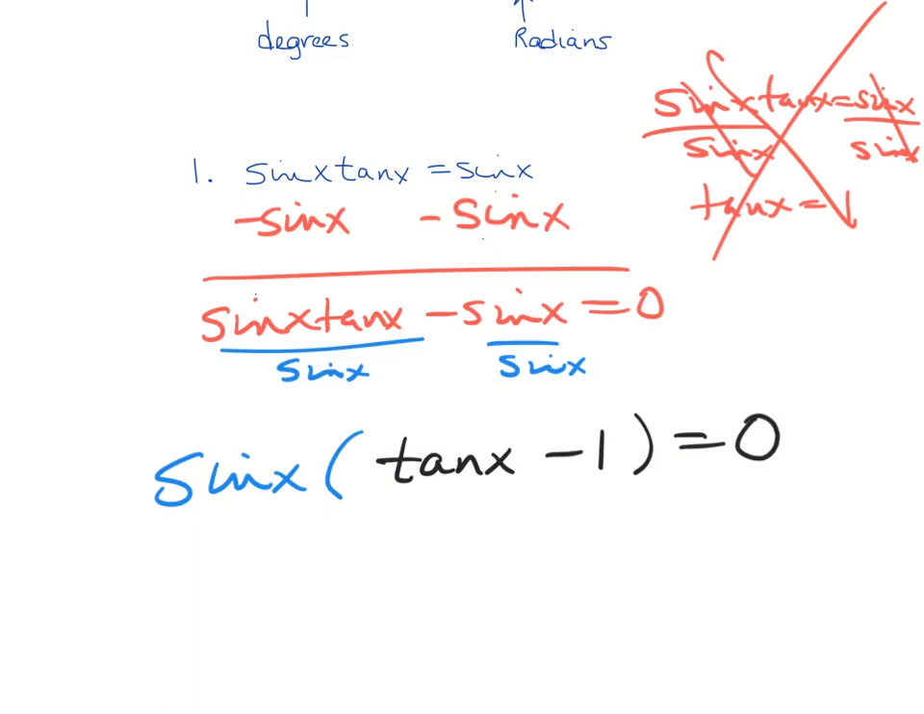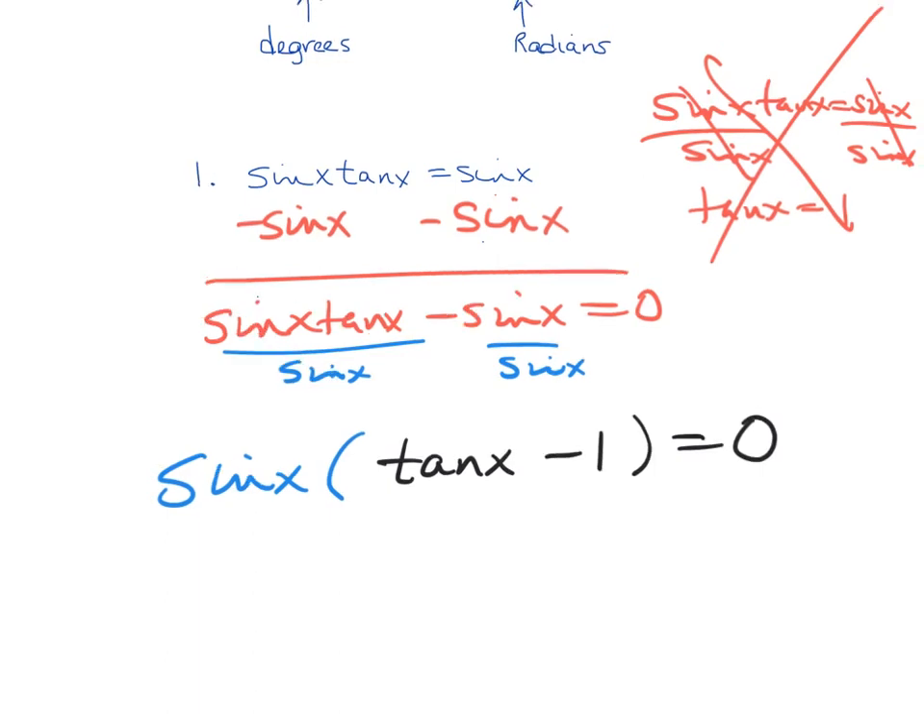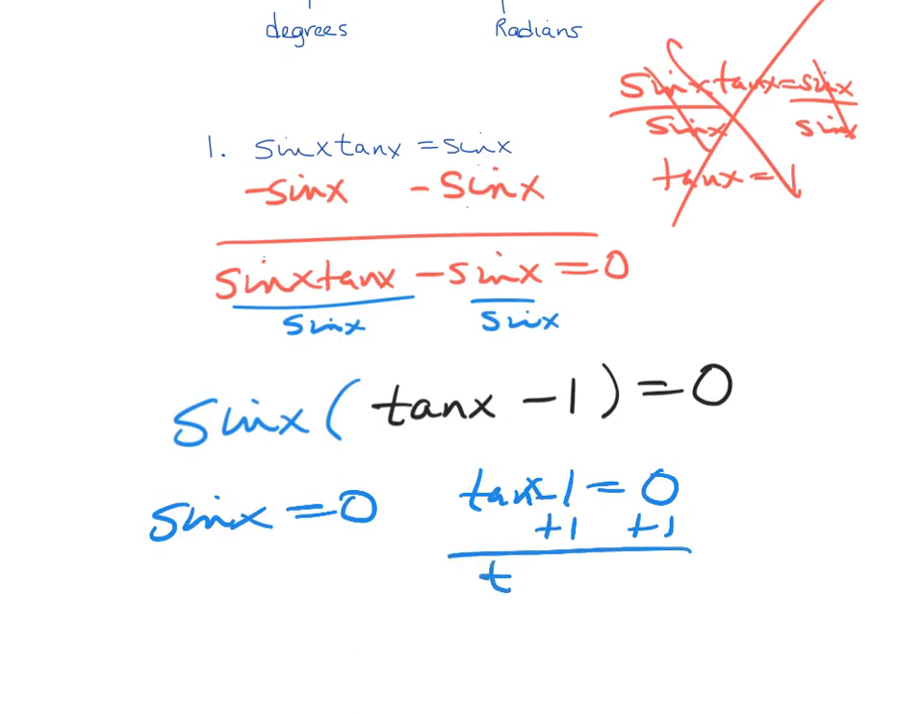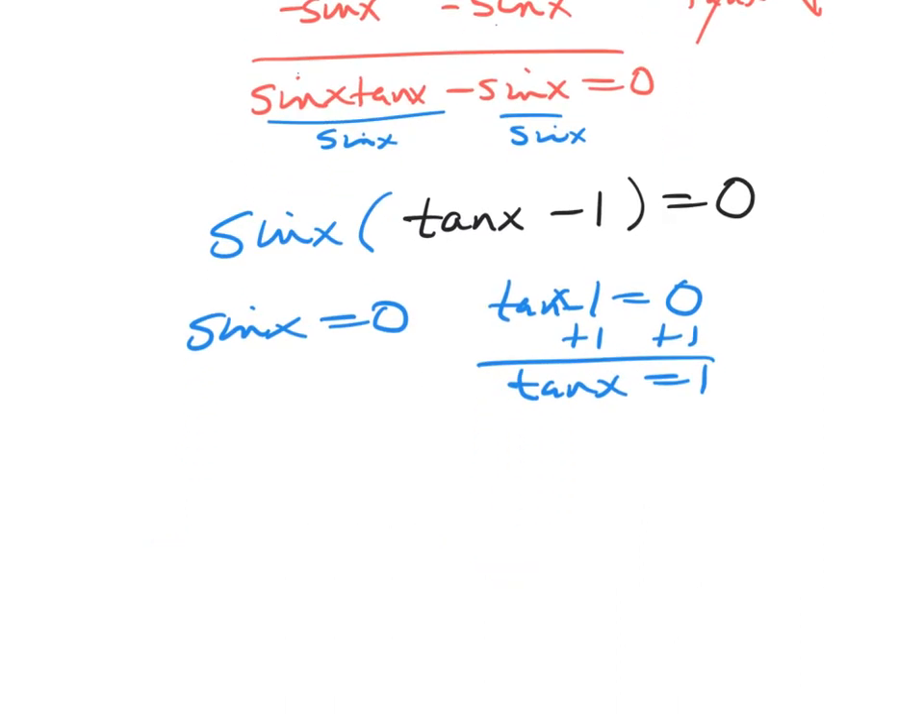And now I set each of my factors equal to 0. So I'm going to set sine x, the GCF, equal to 0. See how if I did it the other way, I would lose out on this answer. And then I'm going to take the tan x minus 1, set that equal to 0, and solve for x, so tan x equals 1. So now my two solutions, this is what we did in the previous chapter.